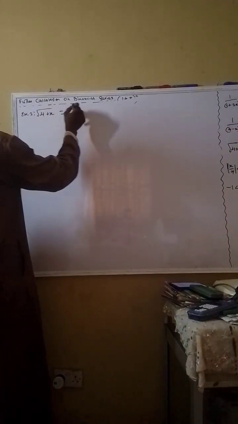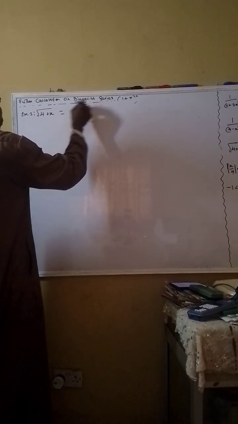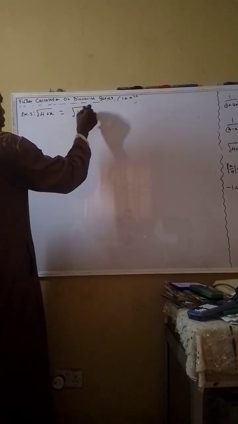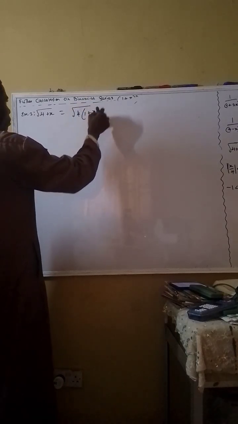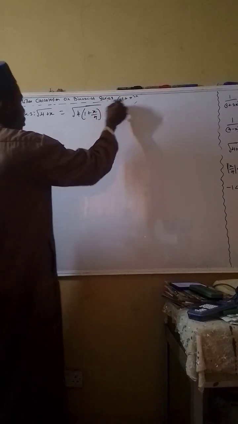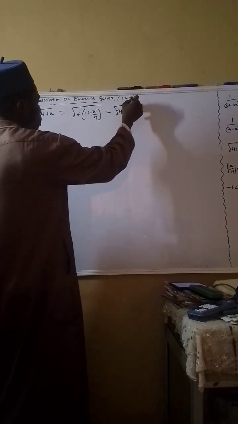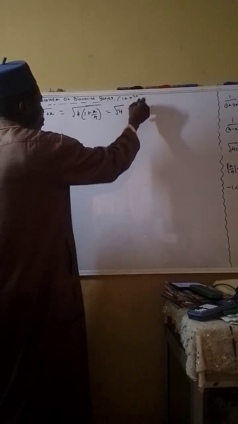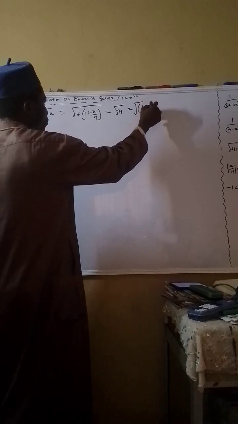Alright, so at this point, let's look at another example under the binomial series, which is this one. So at this point now, you know that we need to break it down. So you can have this as root 4 into bracket 1 plus x over 4. Don't forget, this can be broken down as root 4, then times root of 1 plus x over 4.